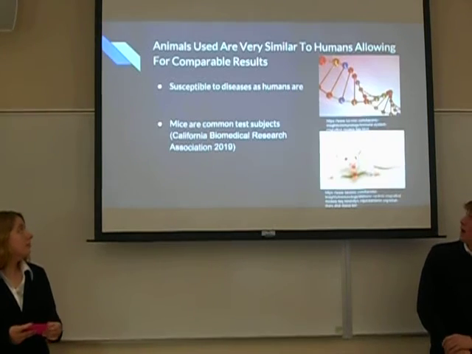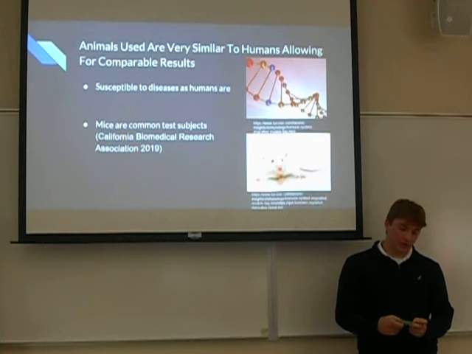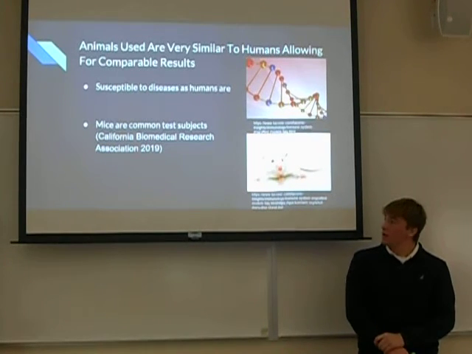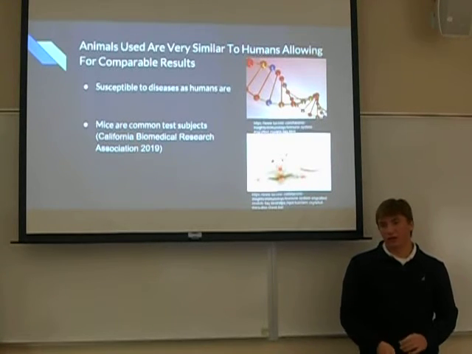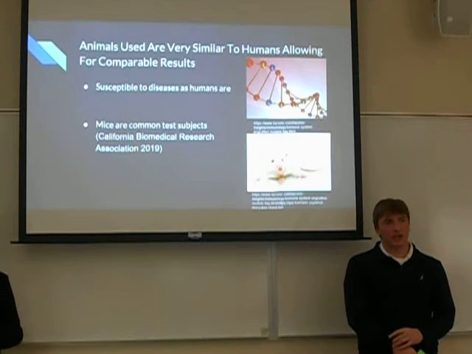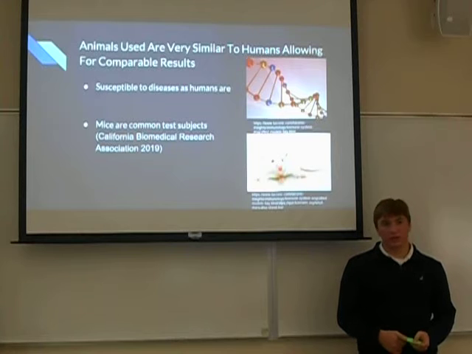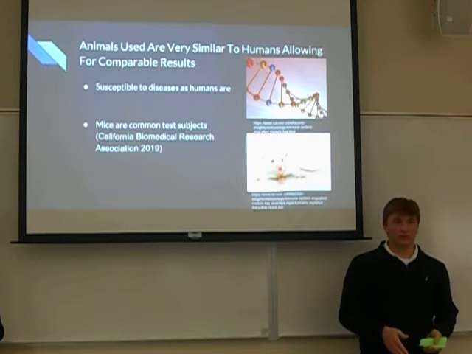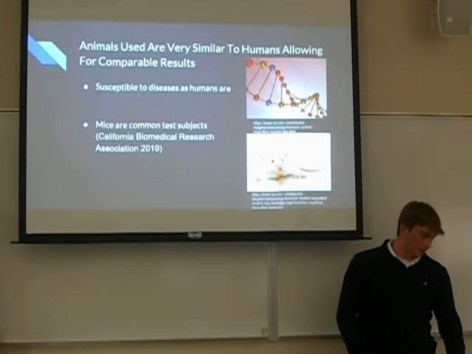So, animals used are very similar to humans, allowing for similar results. Many of the animals used are susceptible to diseases like cancer and diabetes, as humans are. They are also biologically similar. Mice, for example, share 98% of DNA with humans and have a short lifespan, which makes them easily researched from birth to death, and from generation to generation.